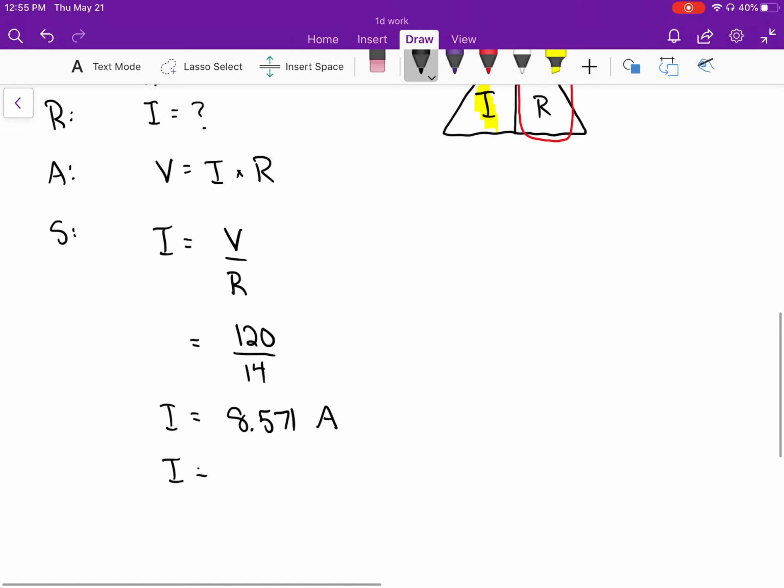So I'm going to say I, a little squiggly sign for rounding off. 8 is important, 5 is important. The last digit, it rounds off to 7. So 8.57 amps is a 3 significant digit correct answer.